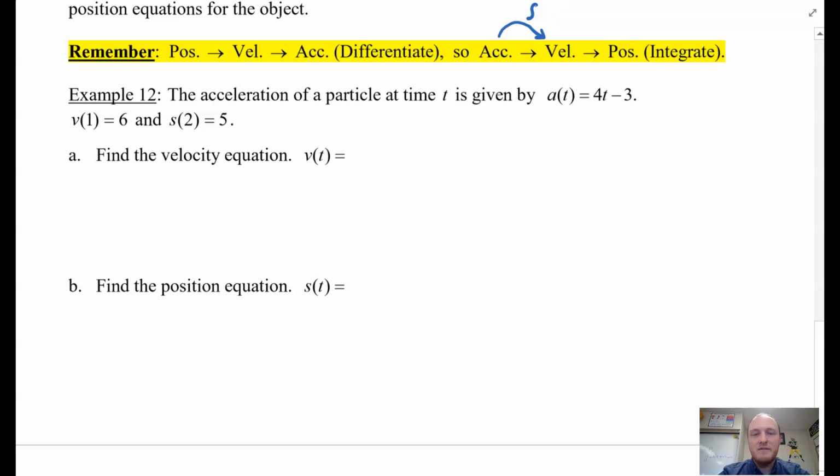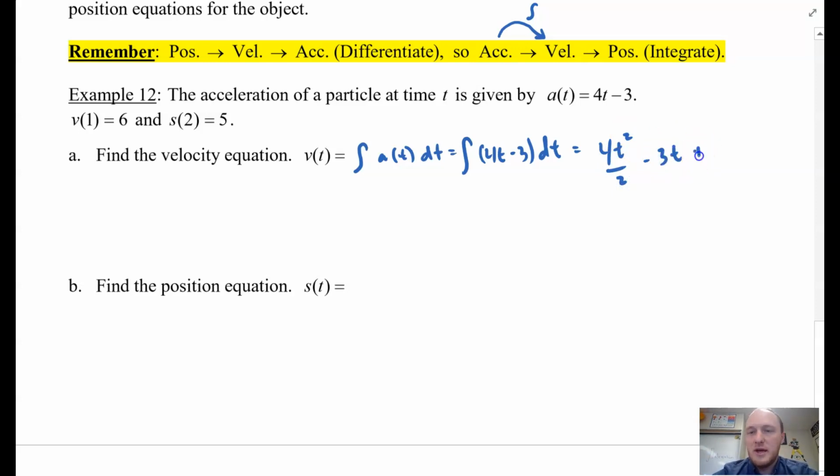Okay, so for v of t, I'm going to go ahead and integrate a of t. So v of t is equal to the integral of a of t dt. Okay, so I have the integral of 4t minus 3 dt, which is 4t squared divided by 2 minus 3t plus c, and I'm going to use a c1. You'll see why later I'm using a c1.